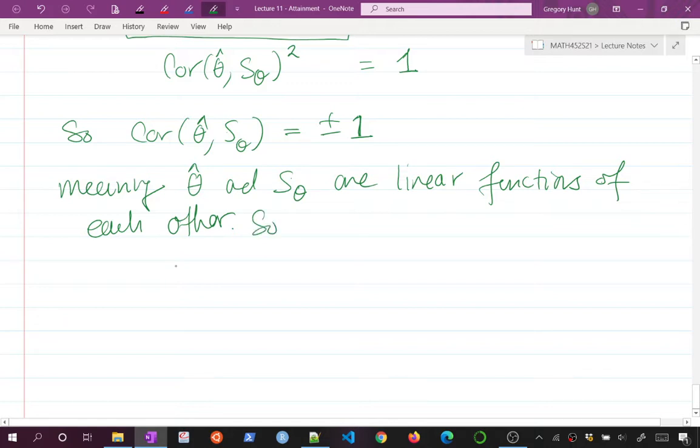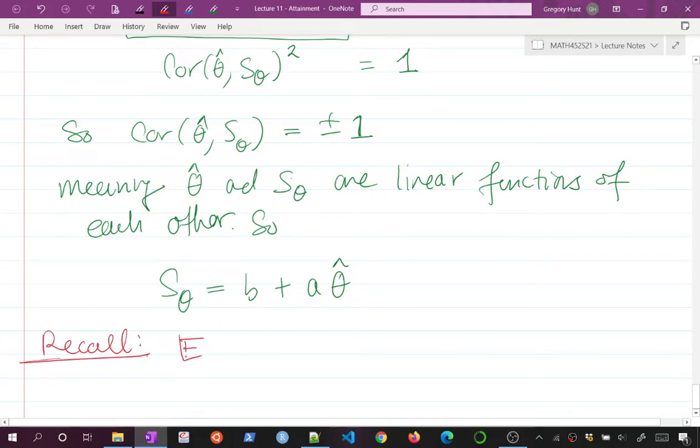So what this means is that we could write the score as some b plus a times theta hat. You might recognize A from before. There's some linear relationship, some intercept B and some slope A, if the correlation has to be plus or minus 1. And here again, we have to use our favorite fact, which is recall that in expectation, the score is 0.